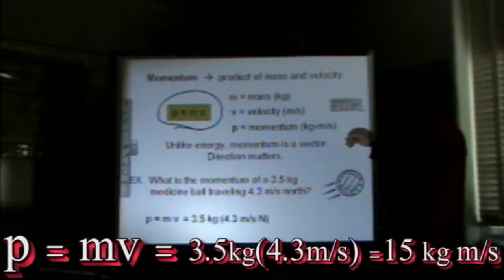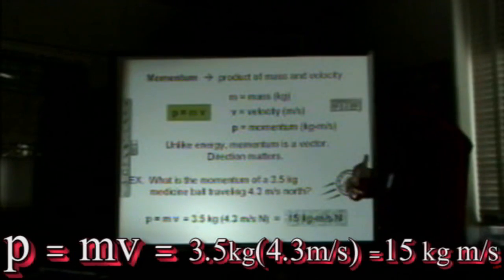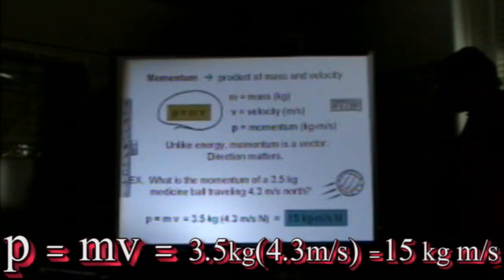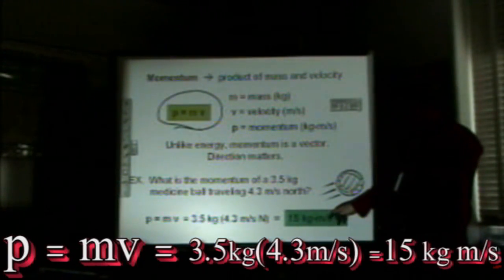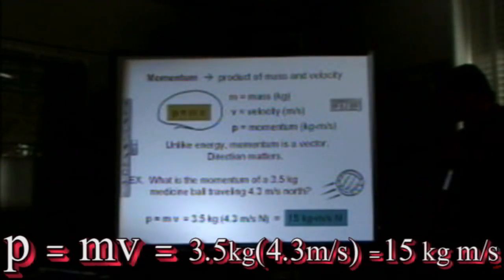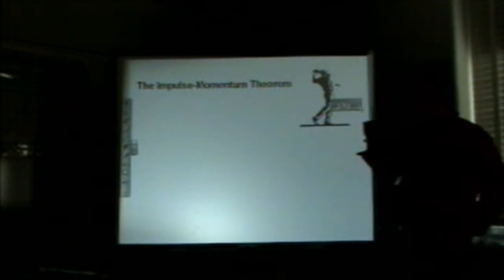If we're using a traditional coordinate system, north is positive and south is negative, east is positive, west is negative. So you could have this as positive 15 kilograms times meters per second, or we could say 15 kilograms times meters per second north. Easy, right? Easy peasy.